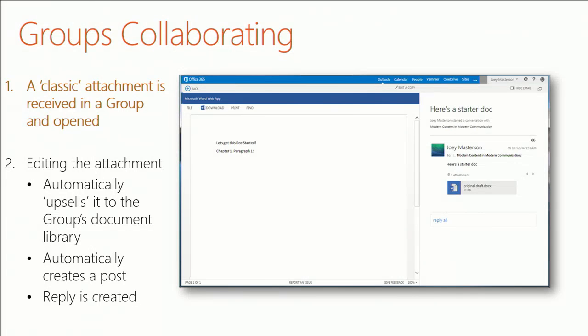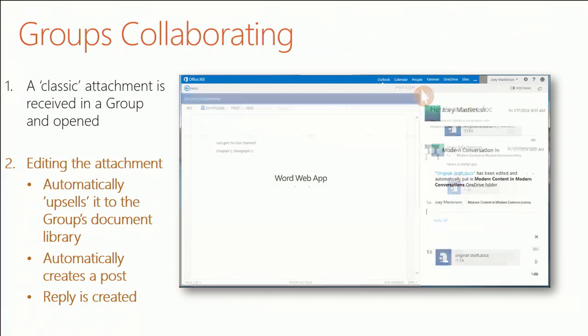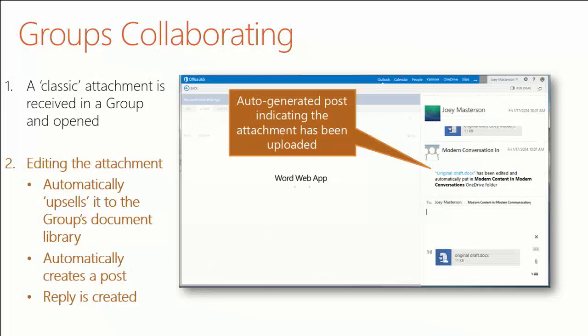If this document is a classic attachment, someone emailed me just a regular attachment, but now I want to actually change it and get those changes back to the group. When I click on edit here, instead of just editing that classic attachment, because I'm in a group, we are actually going to automatically upsell that attachment to the group's OneDrive. Because that's where a group wants to share their docs. It should be in one place for everyone to have access to. So we automatically will upsell that document to the group's OneDrive.